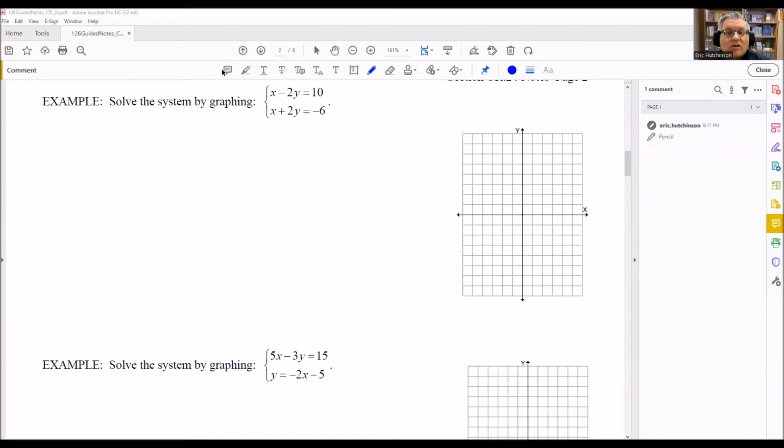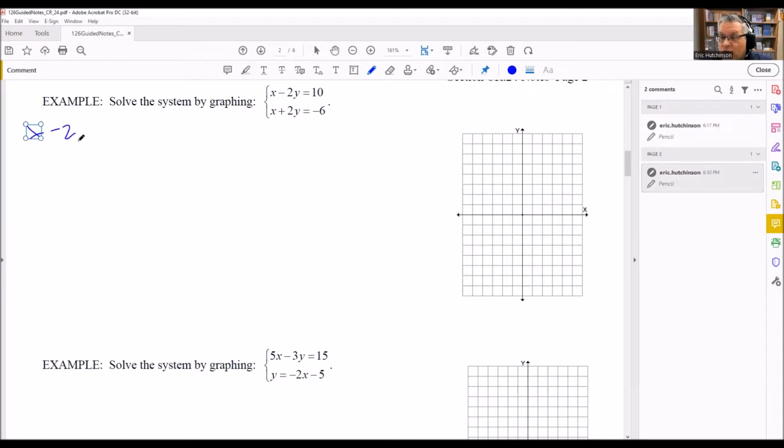In order to solve this system, I need to put this into y equals mx plus b form to graph it. Now I could also find the x and the y intercepts of each one and plot those and connect them with the line. But for here, I'm going to solve both of these for y, and I'm going to graph it by using the slope and the y intercept.